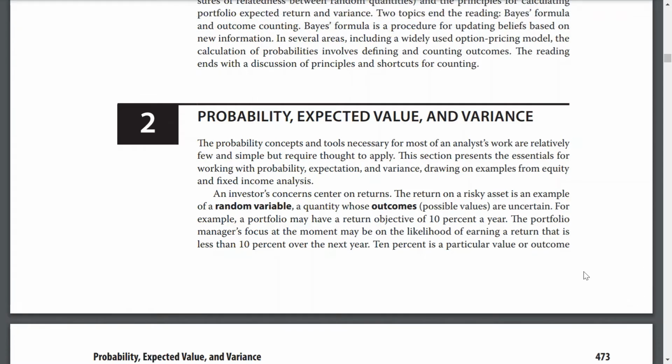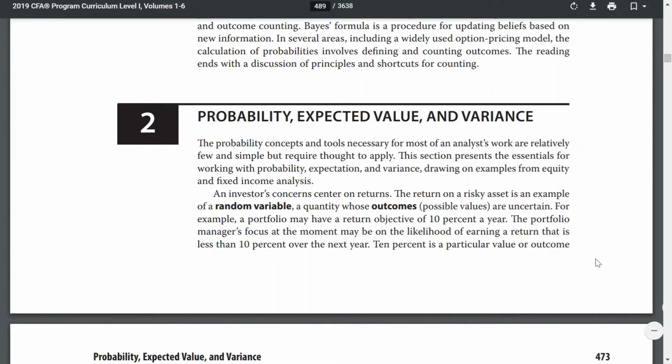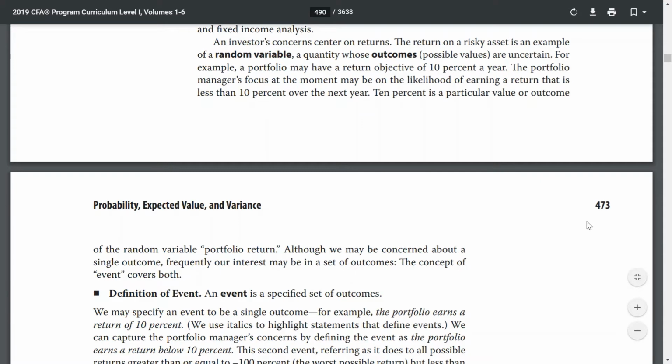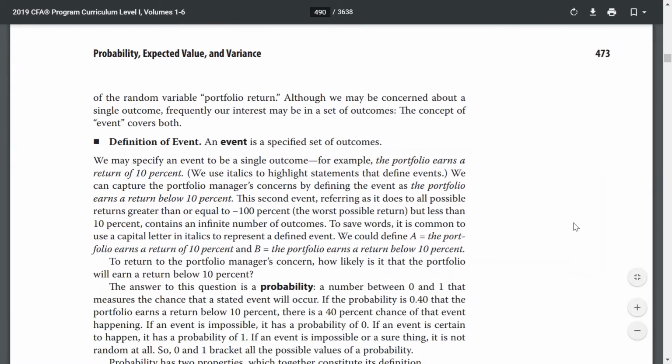This section presents the essentials for working with probability, expectations, and variance, drawing on examples from equity and fixed income analysis. Investors' concerns center on returns. The return on a risky asset is an example of a random variable: a quantity whose outcomes, or possible values, are uncertain. For example, a portfolio may have a return objective of 10% a year. The portfolio manager's focus at the moment may be on the likelihood of earning a return that is less than 10% over the next year. 10% is the particular value, or outcome, of the random variable portfolio return.